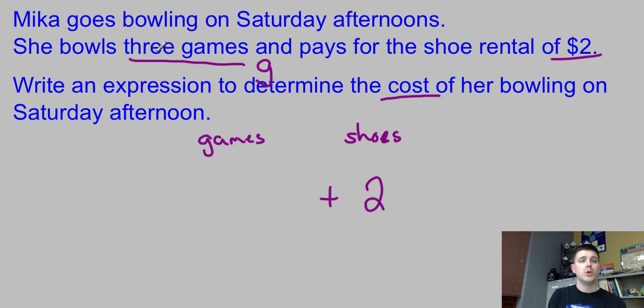And we know she bowls 3 of them. So say she pays $2 a game to bowl. Well, 3 games would be $6. $2 for each game. And we figured that out by just multiplying the number of games, 3, times the cost of the game. Well, if G is the cost of the game and I want to bowl 3 of them, I just find 3G, or 3 times G. So my expression is 3 times the cost of the game, 3G, plus $2 for the shoe rental.